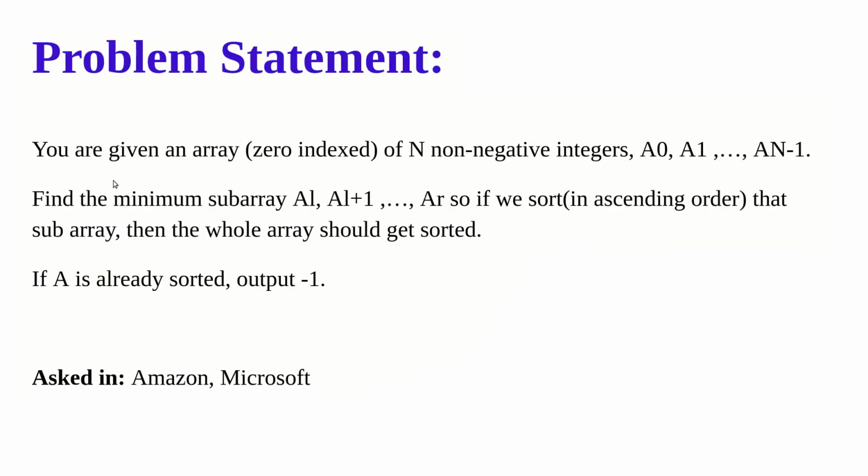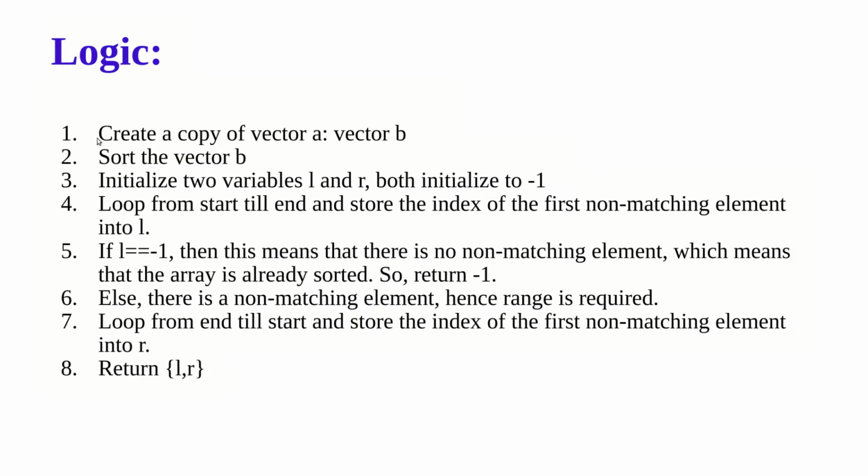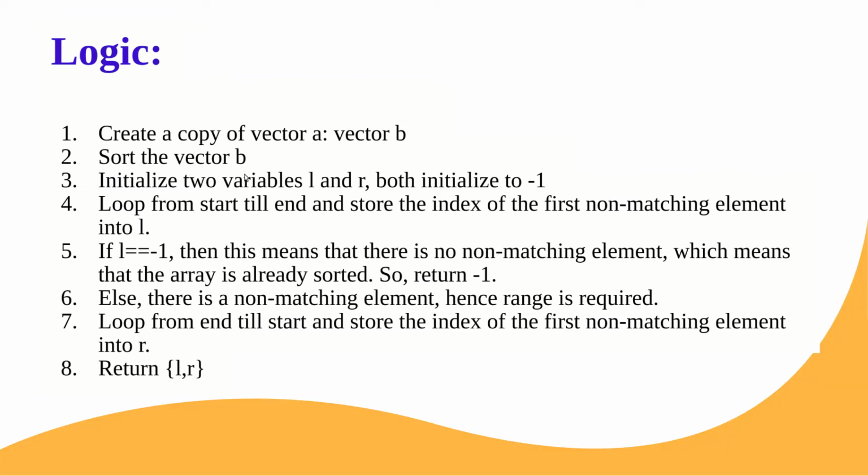Okay, so let's do the logic. Create a copy of vector A, suppose vector B. Now sort vector B. Why do we need to sort vector B? Because then we will have those elements in sorted order, and only then can we compare it with the required array. Initialize two variables l and r, both initialized to -1. I will help you understand why both should be initialized to -1.